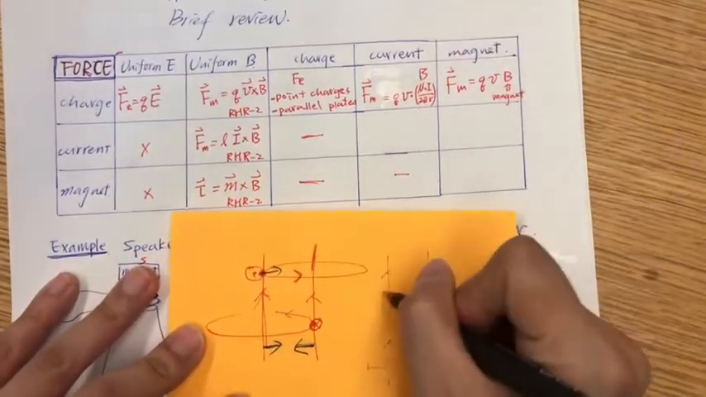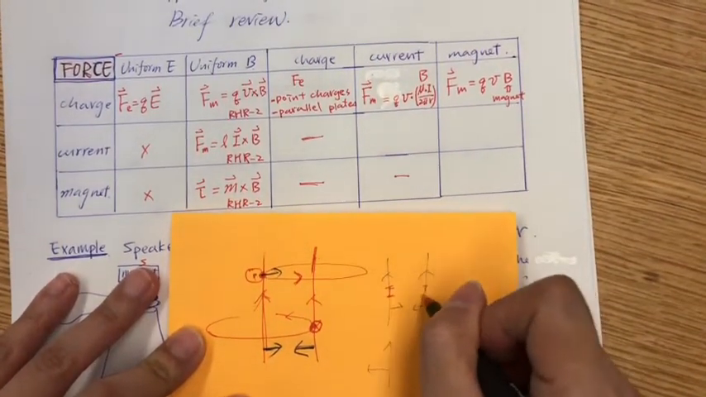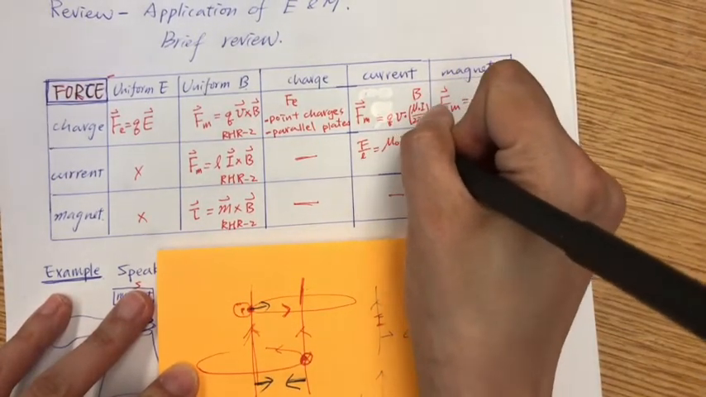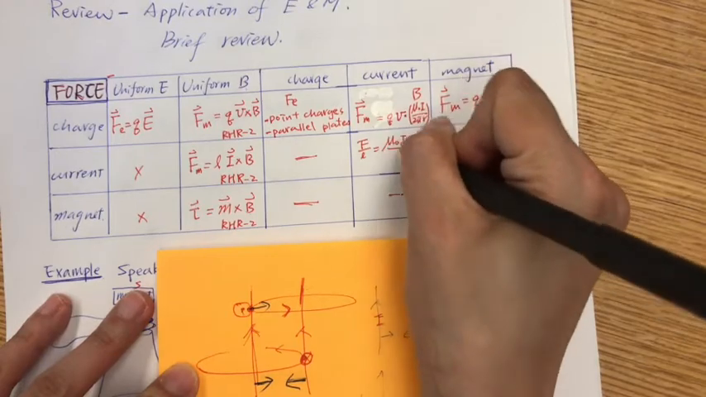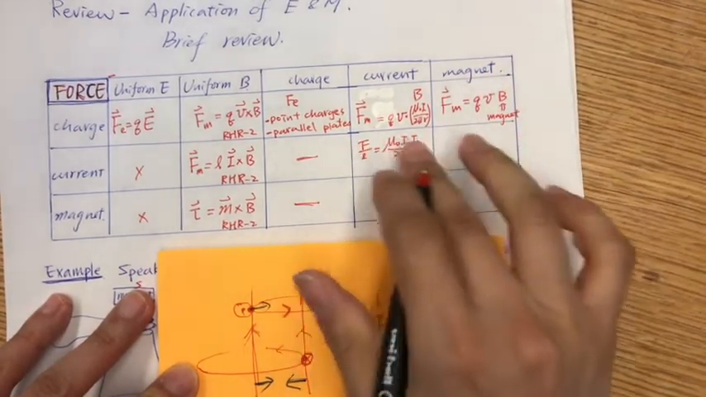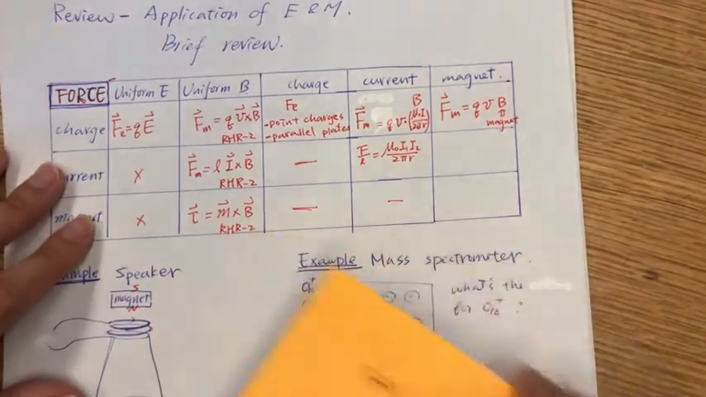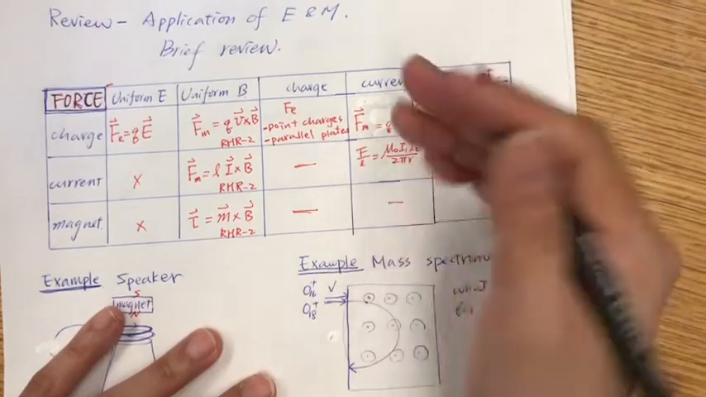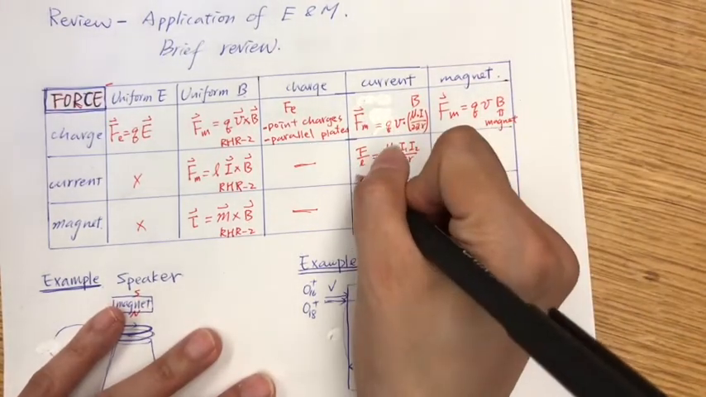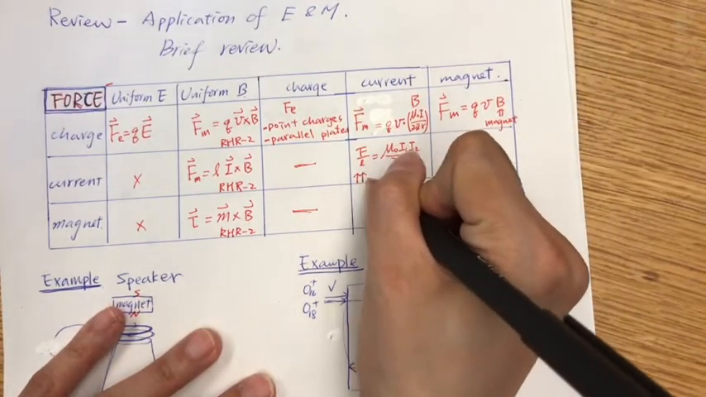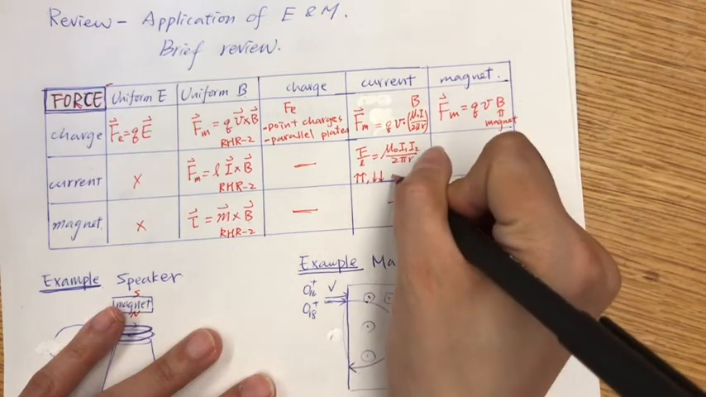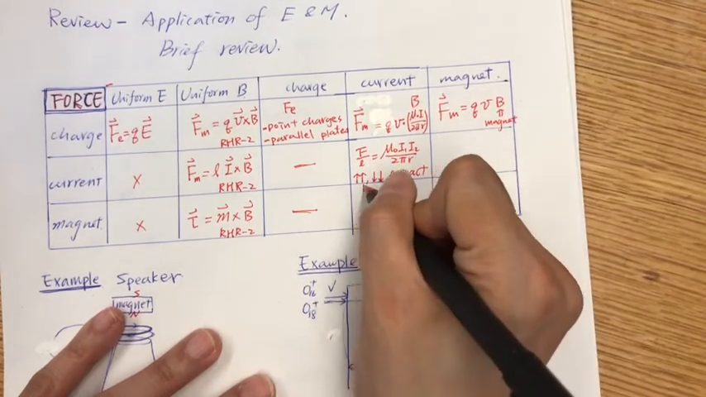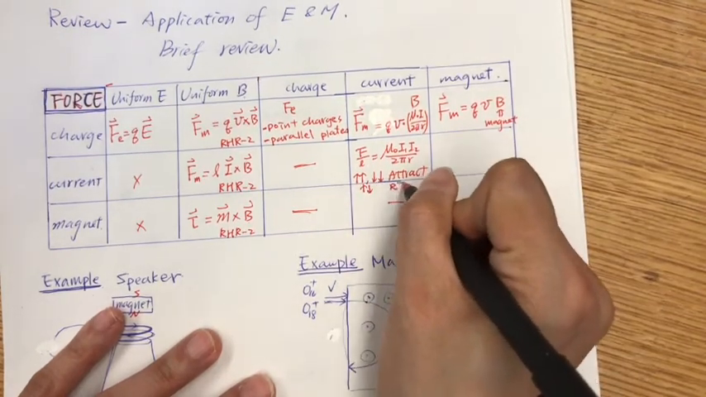And the force per unit length is mu naught I1 I2 over 2 pi r. Technically, you don't really need to memorize this equation. You can just derive it yourself. But it's an easy form to look at. So again, same direction, they will attract. Different direction, they will repel.